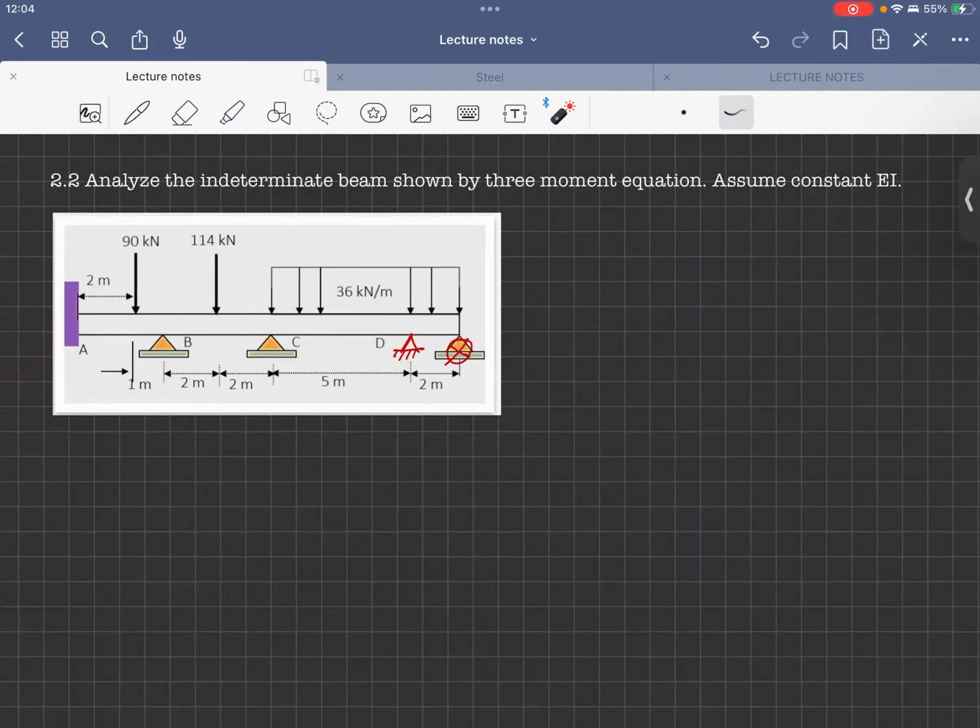Let me repeat, let's go through them one by one. So we have A prime, A, B. That's the first equation. And then we have A, B, C. That's the second equation. And then we have B, C, D. That's the third equation. So that is how we solve. So before you start solving, identify the points first so at least the process is straightforward. Don't jump right away to the solution. You analyze the problem first.